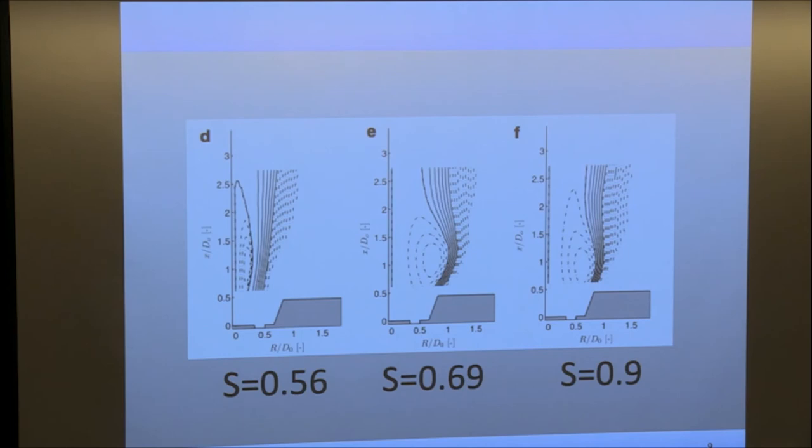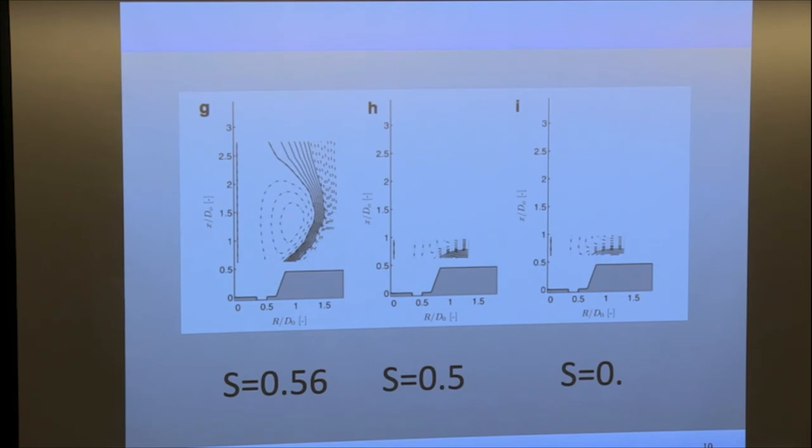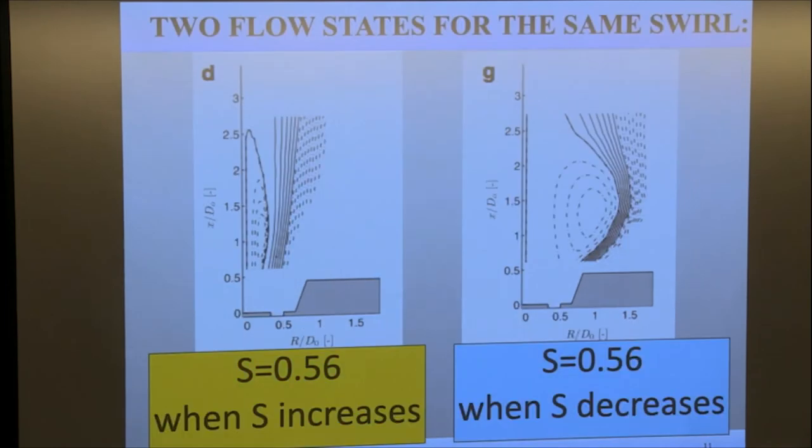And then you go the other way. This is where things get crazy. Now you decrease it again. Instead of 0.9, you go back to 0.56, and to 0.5, and to 0. And you see that the states that you reach now are not the states you had when you were going up, which is a problem. Because now, for example, at 0.56, this is what you have when S increases, and this is what you have when S decreases. So you have hysteresis, bifurcations, the way you want to call that, but it tells you that there are two solutions for the same flow rate. And it's not even a question of temperature here. Everything's cold. So it's a good indication that you might expect problems when you're studying swirl flames.